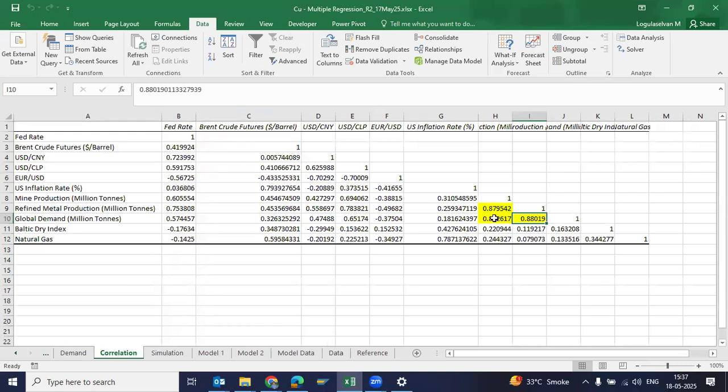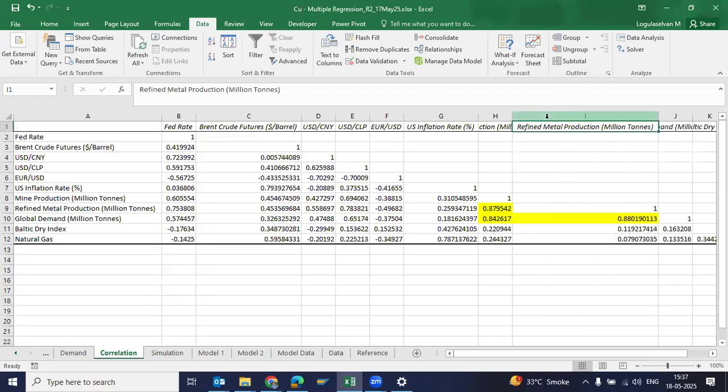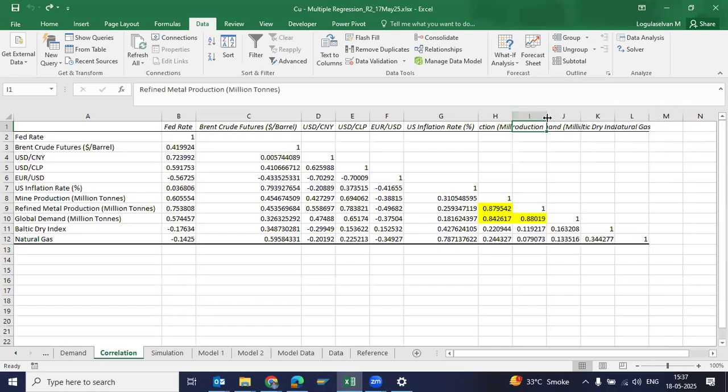So we have highlighted the values which are above 80%. So 80%, it can be plus or minus. It is 80% plus if, for example, the global demand moves up, even the refined copper production also moves up, at around 88%. Similarly, if it is negative, then if one thing is going up, the other thing goes down. So this is what the correlation test explains.